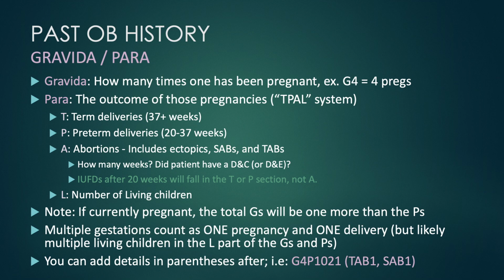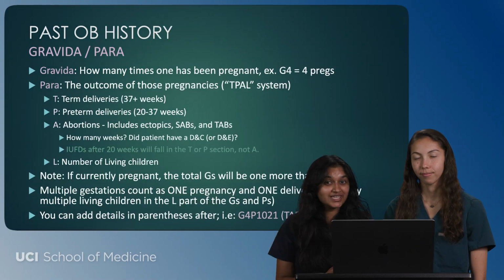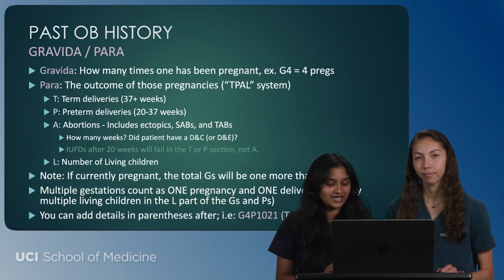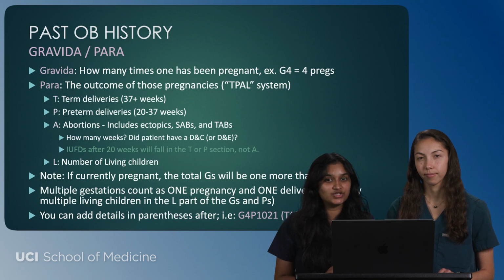And where it gets a little wonky is when someone's having twins or triplets or multi-gestational pregnancies. So there's one pregnancy, which is G1, but there are 2 or 3 living children, so it's P2 or P3.